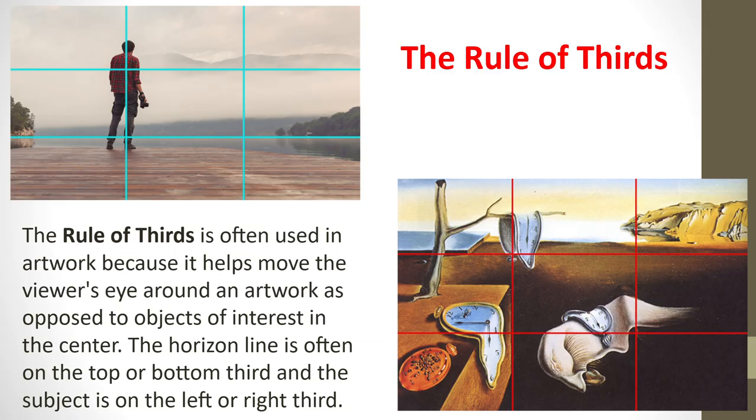The horizon line is often on the top or the bottom third, as we see in both of these pictures, and points of interest are often on the left or right third, like the photographer here on the left, the edge of this box, the clock, and Salvador Dali's Persistence of Time. So these are the different ways we'll look at proportion in visual arts class.